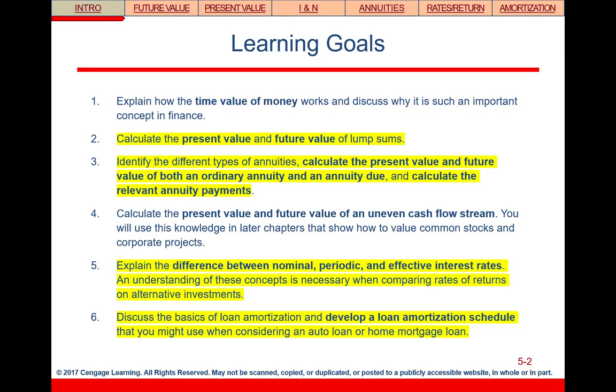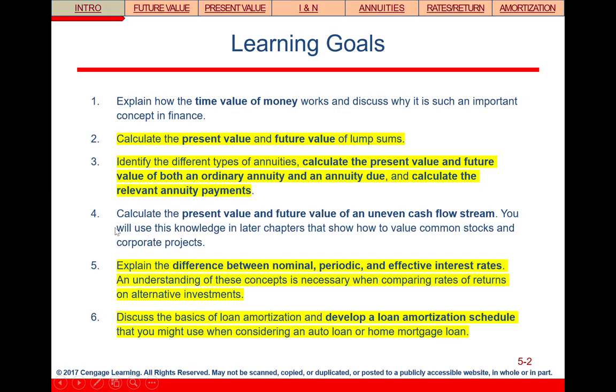The second learning goal is to calculate the present value and future value of lump sums. We will probably not finish this learning goal, but at least touch the first one in today's class. The third learning goal is to identify the different types of annuities, calculate the present value and future value of both an ordinary annuity and an annuity due, and calculate the relevant annuity payments. So this is about annuities.